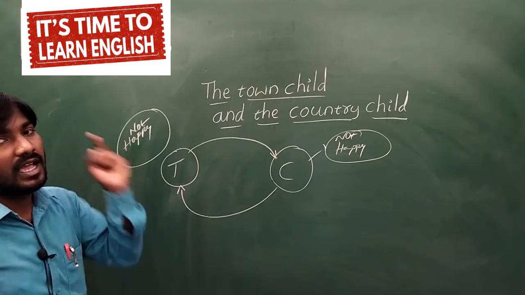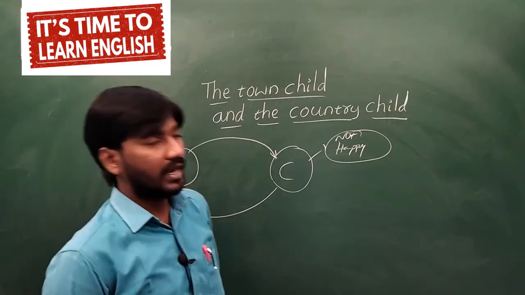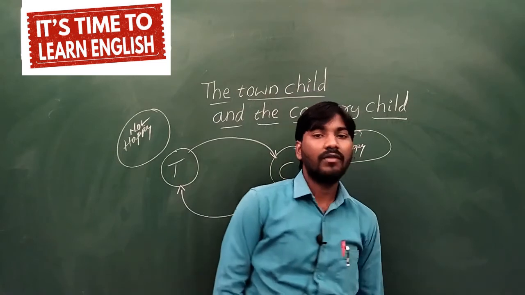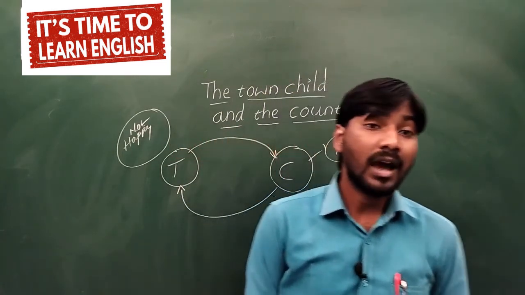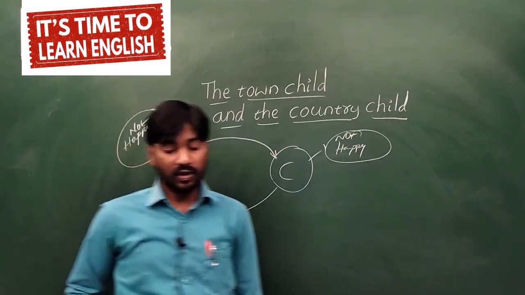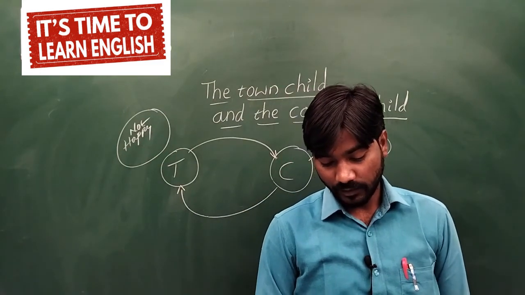But one thing is our mind. You should consider how your mind is. So you have to educate your mind. Wherever you are, you have to enjoy. Wherever you are, you have to be happy. You have to manage and you have to adjust. So that is life. And that is the end of the town child and the country child.